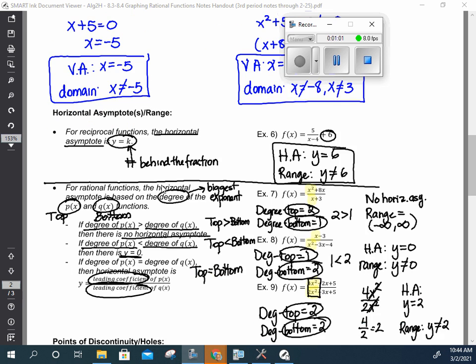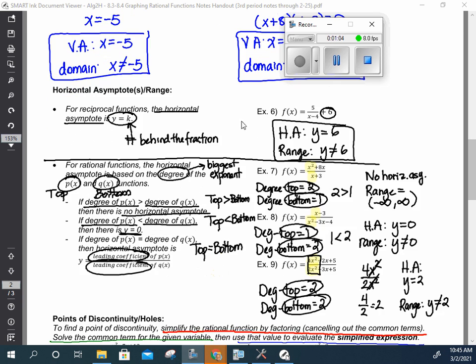Horizontal asymptotes. If it's a reciprocal function, in other words, if there's a number behind the fraction, then that's your horizontal asymptote. If there is no number behind the fraction, then you look at the degree of the top and the bottom of the fraction. If the top is bigger, there's no horizontal asymptote. If the bottom is bigger, then the horizontal asymptote is y equals 0. If they're equal, then you divide out the first terms. That's how you get your horizontal asymptote.